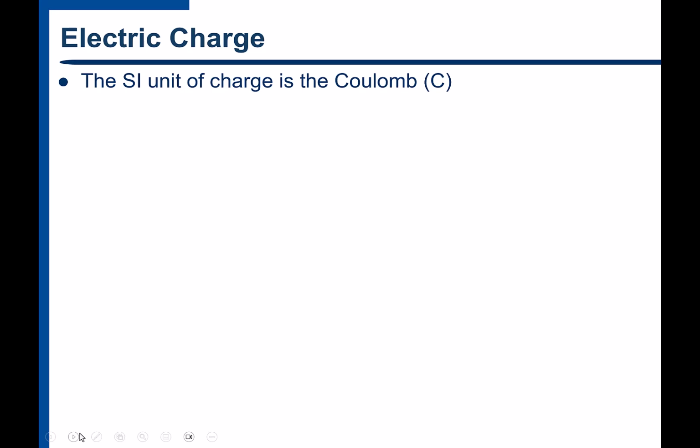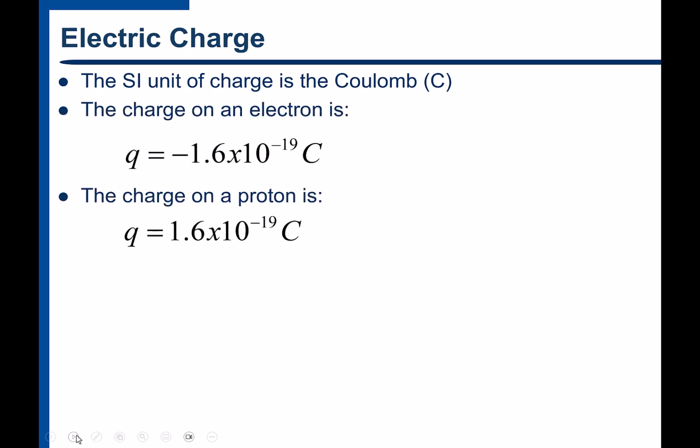Let's look at the SI unit for electric charge. That is the Coulomb. And so if we look at the charge on an electron and the charge on a proton, again we can see the magnitude of the two charges is the same, but they differ in sign. So the charge on an electron is negative 1.6 times 10 to the negative 19th coulombs. The charge on a proton is positive 1.6 times 10 to the negative 19th coulombs. So again, you'll notice they have the same magnitude, meaning the same positive value.